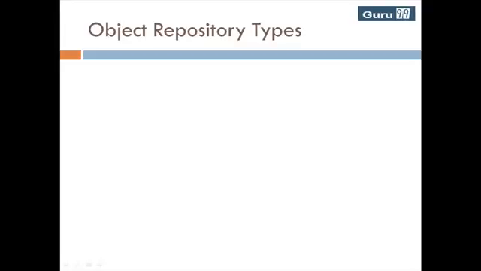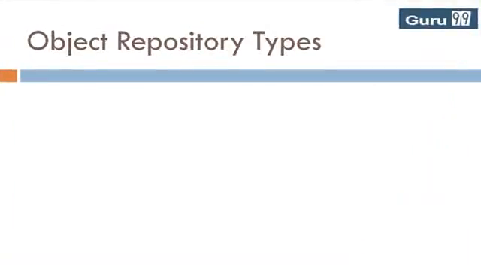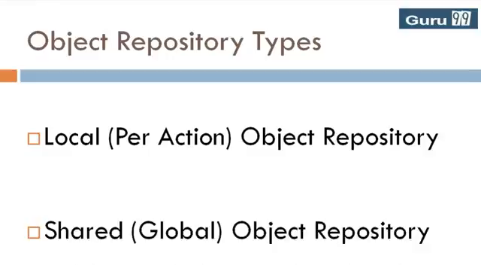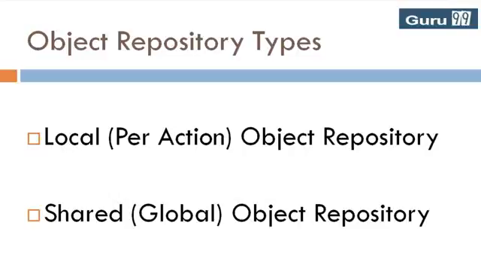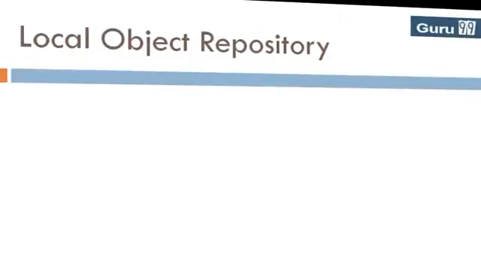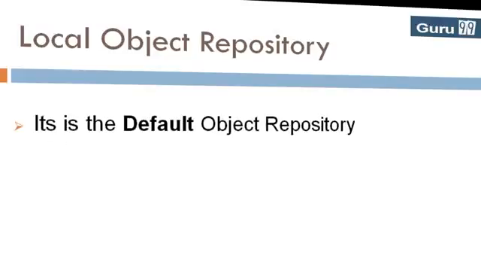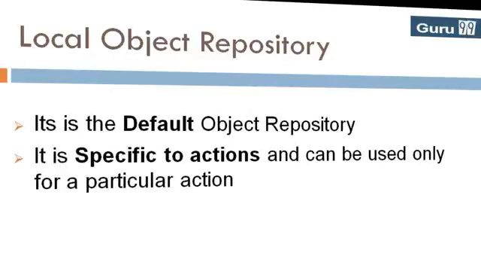Object repository types. You can create object repositories in two modes. Local, also called per action based object repository. Shared, also called global object repository. Let's look into local object repository first. It is the default object repository. It is specific to actions and can be used only for a particular action.